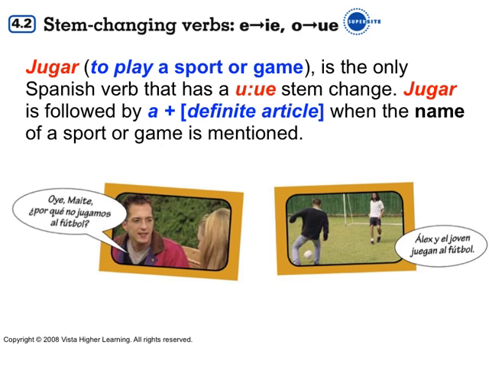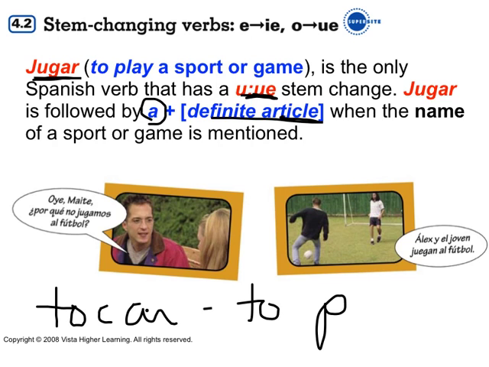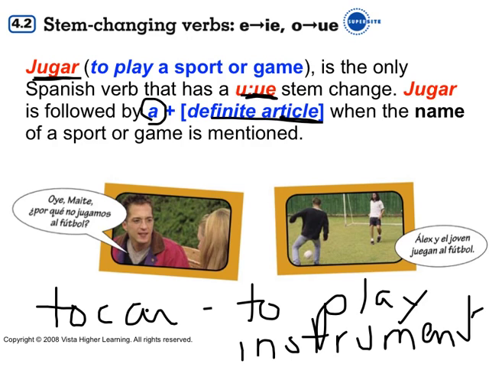Now don't forget the verb jugar. Jugar also will stem change, and its stem changes the U to UE. Jugar is followed by the preposition a, then the definite article when the name of the sport or game is mentioned. Remember, jugar is to play a sport or a game. Tocar is to play an instrument, not a sport. To play an instrument is tocar. And also tocar means to touch, too. So there it is. So it's juego, juegas, juega, jugamos, jugáis, juegan.